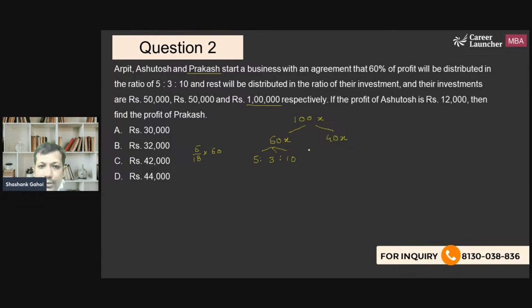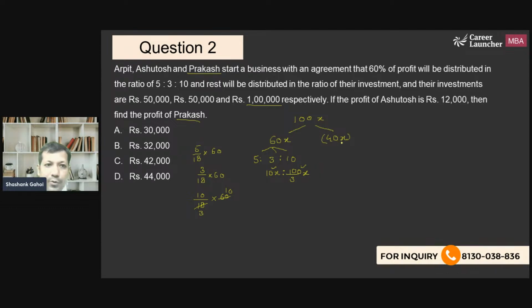What I'm going to do is see how much Ashutosh is going to get. Ashutosh is going to get 3/18 of 60, so Ashutosh is going to get 10x. How much do we need to find for Prakash? Prakash is going to get 10/18 of 60. So that is going to be 100/3 x. So the profit of Ashutosh is this, and the profit of Prakash is this.